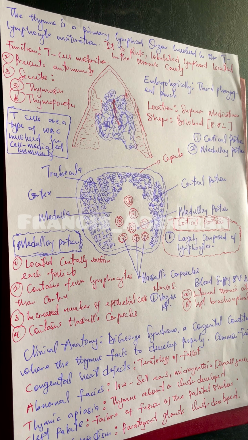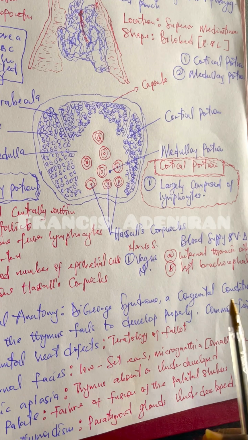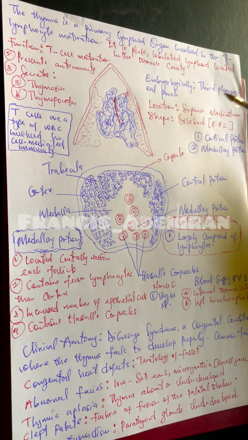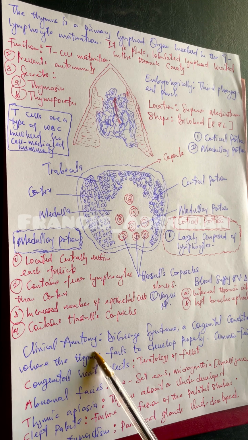Let's go to the clinical anatomy. The clinical anatomy that we'll be discussing for the purpose of this class is what we call DiGeorge syndrome. Now, DiGeorge syndrome is a congenital condition where the thymus fails to develop properly. And earlier we said that the thymus develops from the third pharyngeal pouch. So if there's an issue and the thymus fails to develop properly, it can cause what we call DiGeorge syndrome.